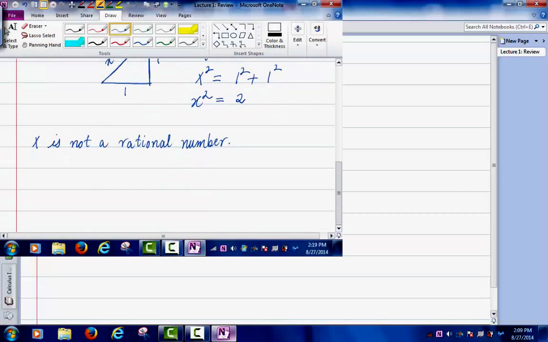So the point is there are lots of numbers which are not rational numbers. Can someone give me other examples of irrational numbers? Pi. Pi appears, you have seen this all your life in many courses, physics, math, area of a circle, right? That's the first place you see pi. Any other? E. Yes. And root 5.